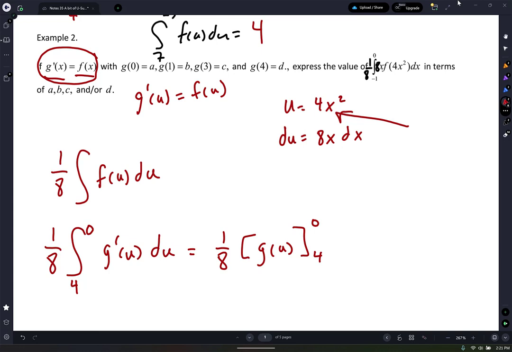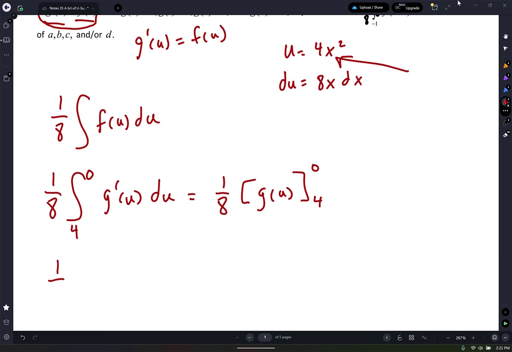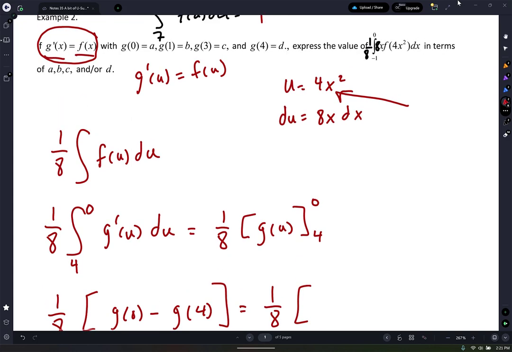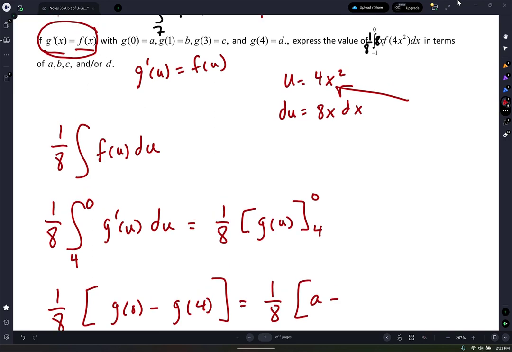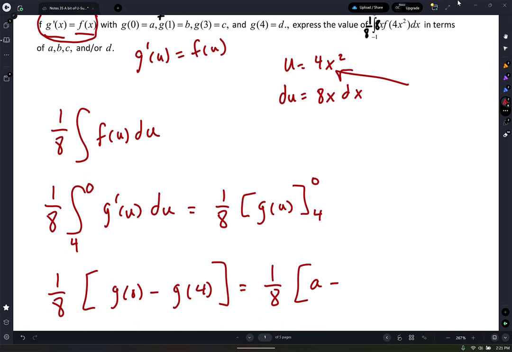I'm going to do upper minus lower. So I write 1/8, giant parentheses, g of 0 minus g of 4. So 1/8 bracket, g of 0 is a, and g of 4 is d. So I would just write it as 1/8 times a minus d.